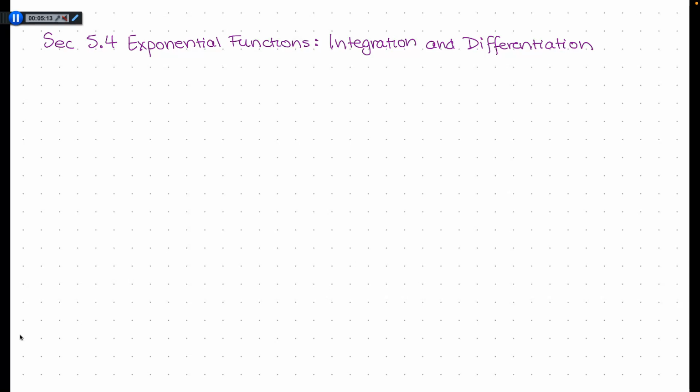Our goal for today, like it says, is that we want to do integration and differentiation of exponential functions. So let's just do the most basic one. What is the derivative of e to the x?